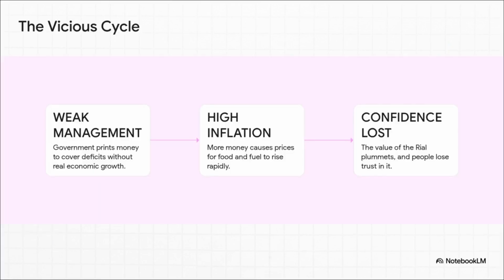So where does this cycle kick off? It starts with the government being strapped for cash, a problem made way worse by those sanctions we talked about. Their short-term fix? Just print more money. But here's the thing. When you flood the economy with cash without creating any real value, you get step 2, massive inflation. Prices for everything skyrocket. And that leads to the final and maybe most critical step. People completely lose confidence in their own currency.